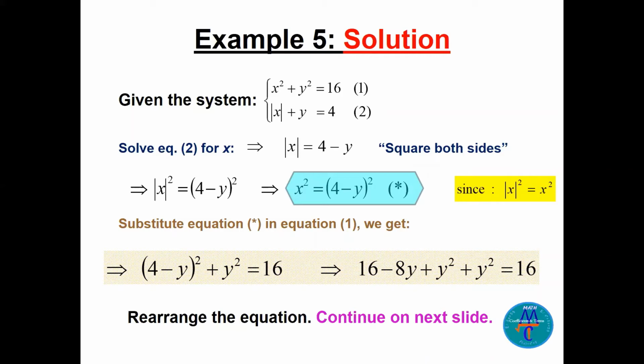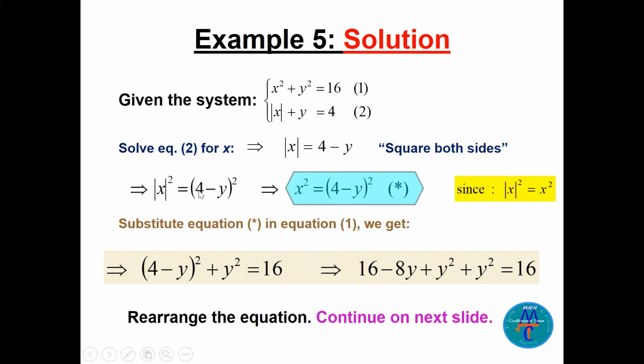Let's start with equation 2 here. Absolute value of x is equal to 4 minus y. Take y on the other side of equation 2. Let's square both sides. Now here you have to be careful, please. Absolute value of x is equal to 4 minus y.